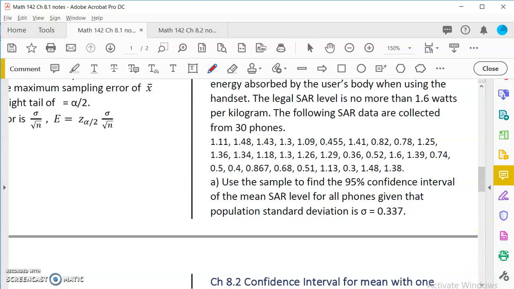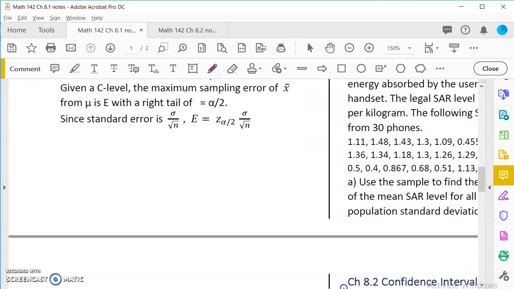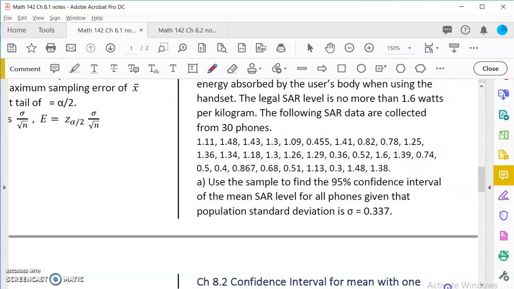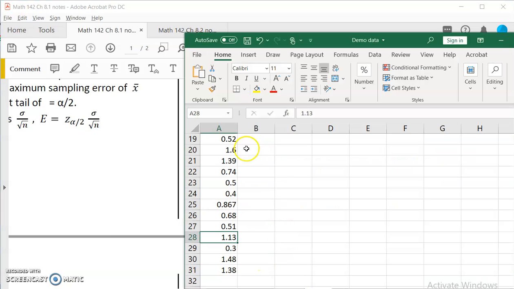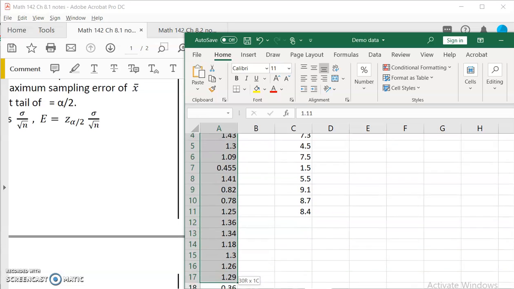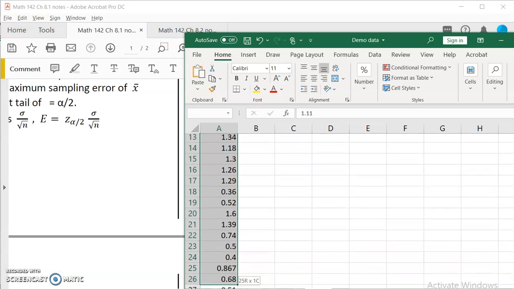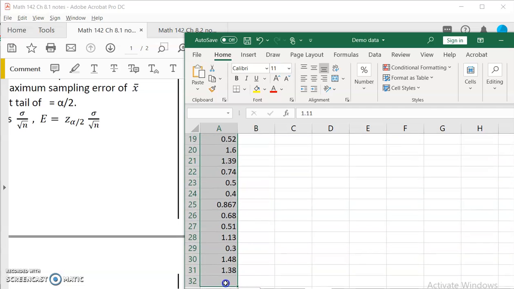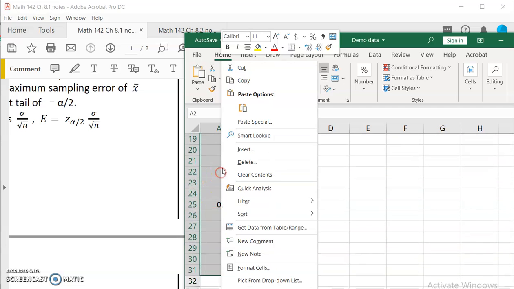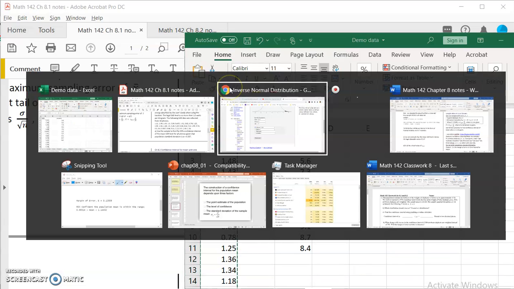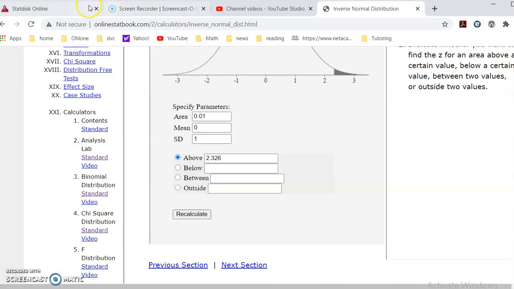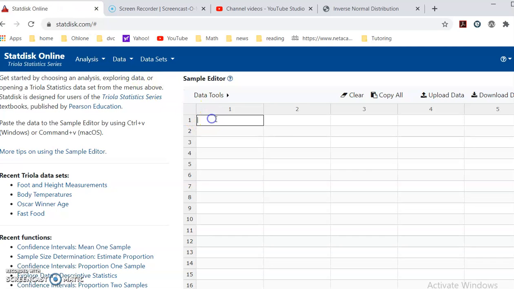And because it's around 30, we know that x bar is normally distributed. We can do a confidence interval only if the central limit theorem applies. So again, we would use the statistics software. I enter the data into an Excel spreadsheet for ease of copying, right, 30 data. So I copy it over to statistics here, into column 1 by Control V.